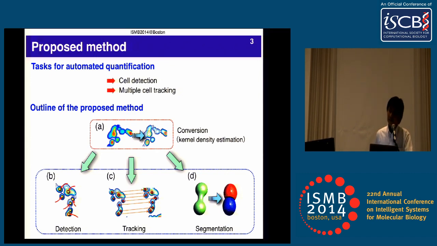So in this paper, we present an automatic detection and tracking method based on kernel density estimation. Okay. This is an outline of the proposed method. Our method consists of 4 internal steps: conversion, detection, tracking, and segmentation. These 3 steps are addressed based on the continuous function obtained by kernel density estimation.